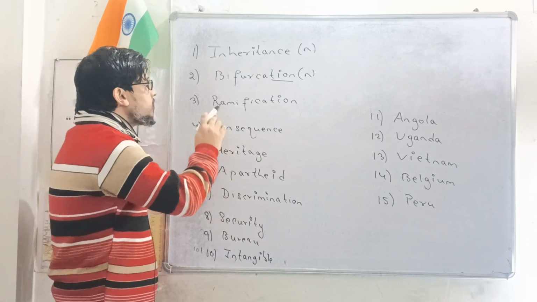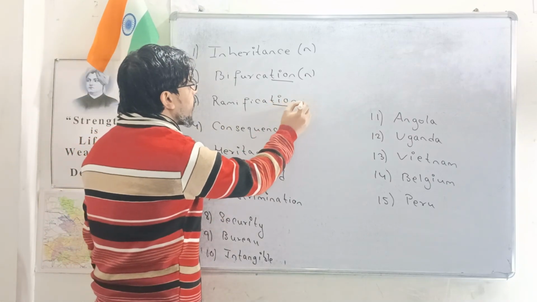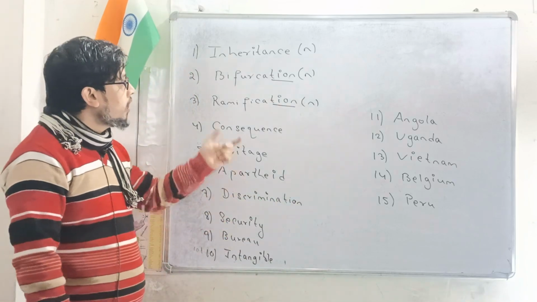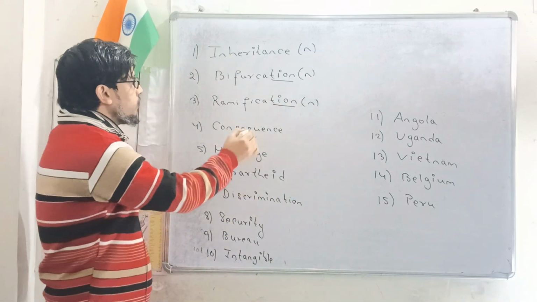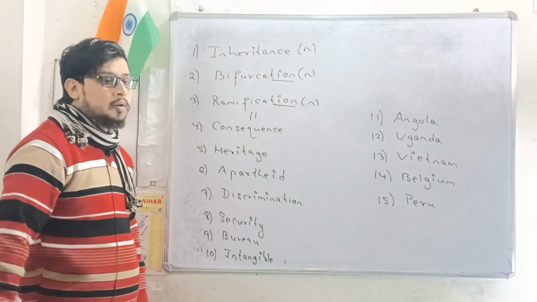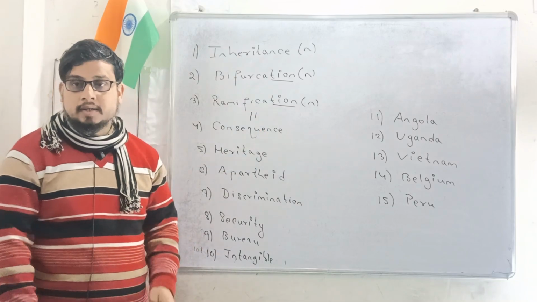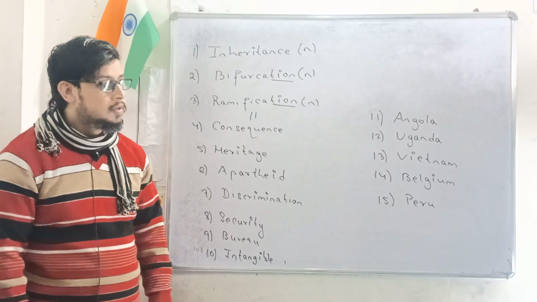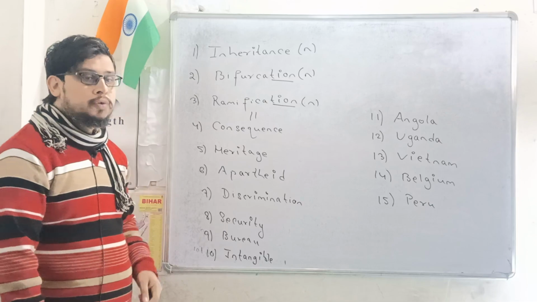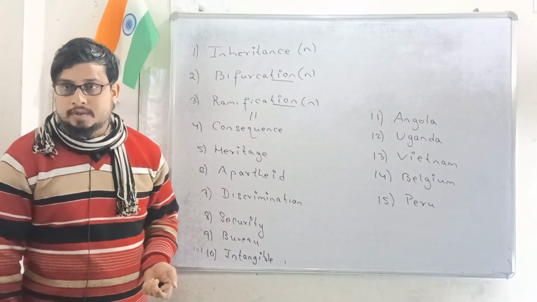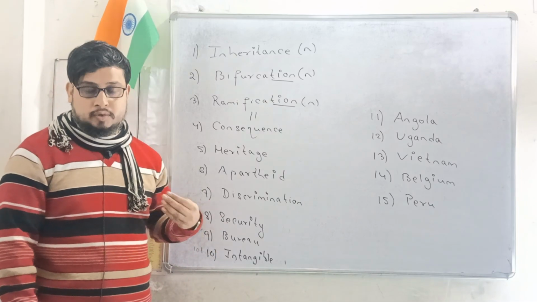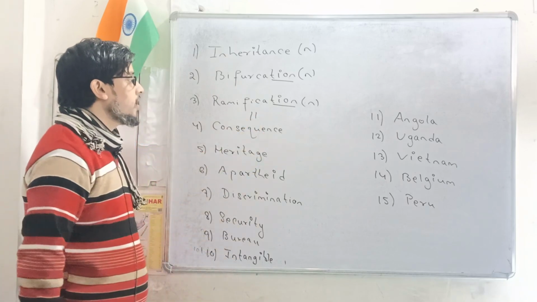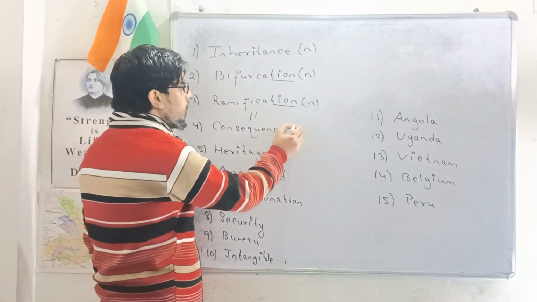Ramification. Since this word also carries the suffix at the end, it becomes a noun as a part of speech. Ramification as well as consequence both have the same meaning. It means the result of any action or decision. If you do good work, you will get good consequences. If you do good work, you will get good ramifications. So ramification and consequence mean result or output.